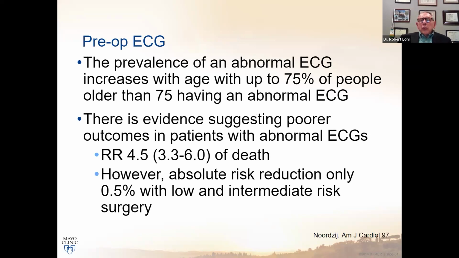So it's also true that as you get older, the ECG more commonly becomes abnormal, and that after the age of 75, 75% of people actually have an abnormal ECG in some way or another. And there's some evidence to suggest poorer surgical outcomes in patients who have abnormal ECGs. Now, the absolute risk reduction is only 0.5%, so it's not a great deal, but there appears to be some legitimacy to doing an ECG in an older patient.